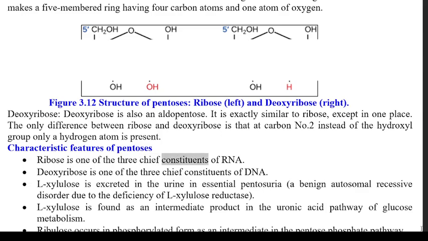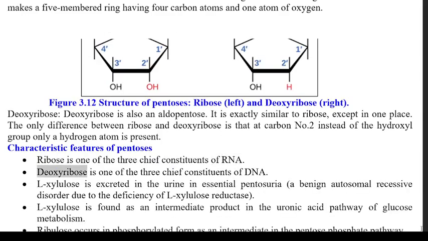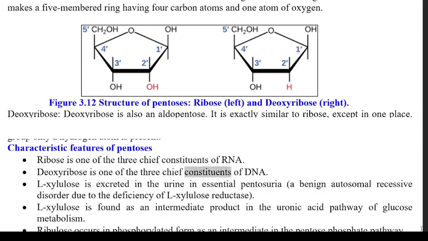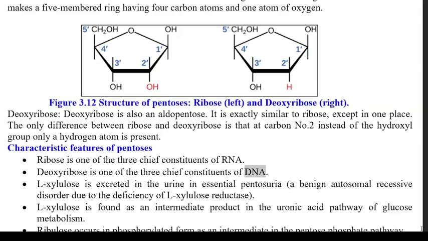Characteristic features of pentoses. Ribose is one of the 3 chief constituents of RNA. Deoxyribose is one of the 3 chief constituents of DNA.